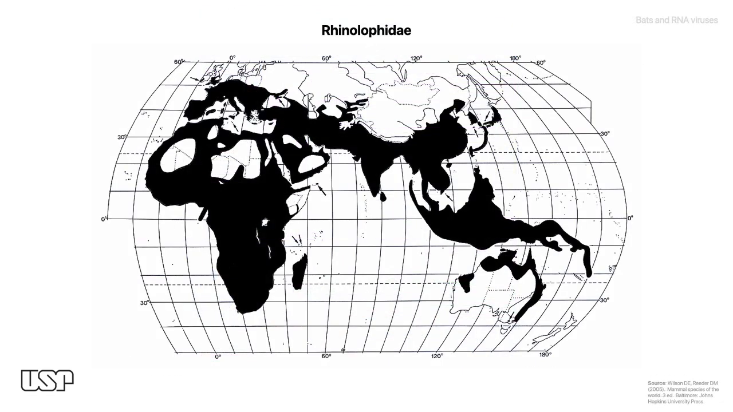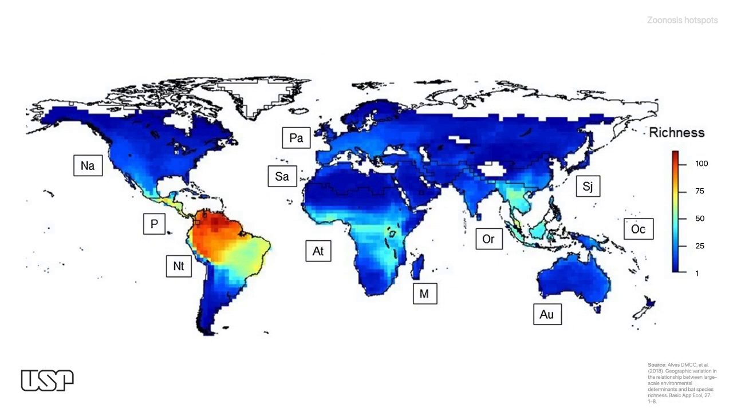Bats of the family Rhinolophidae, preferred hosts of Sarbecovirus, are found in the Old World with a wide distribution from West Africa to Oceania. Despite this, it is not the area of the greatest bat richness in the world. The Neotropical region is the richest in chiropterofauna in the world, especially in the Amazon. In this work published in 2018, we observed that in some regions of the Amazon, more than 100 different species of bats can be found in a single location.